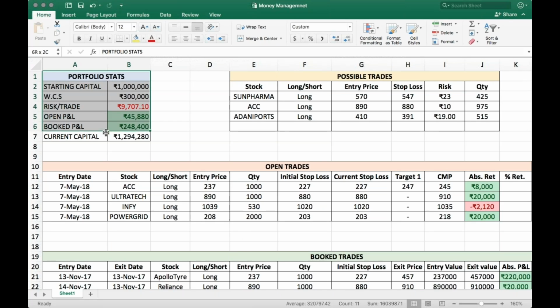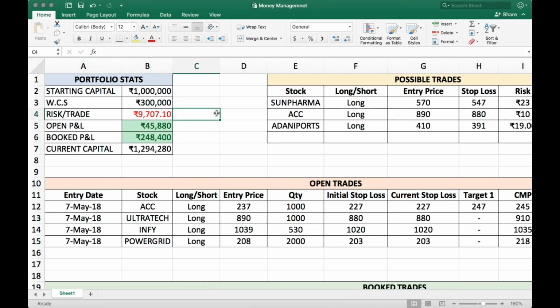First table, portfolio stats, portfolio statistics or portfolio parameters, whatever. Now trading is like any other business. When you start a business, you need a certain type of capital. So when you start your trading, you also will require a certain type of capital.